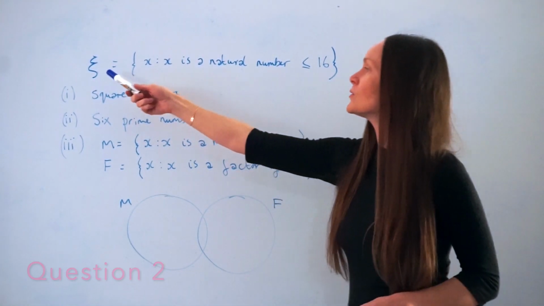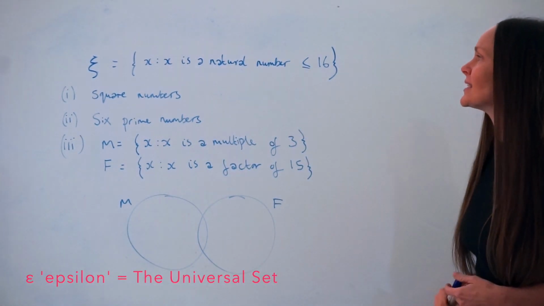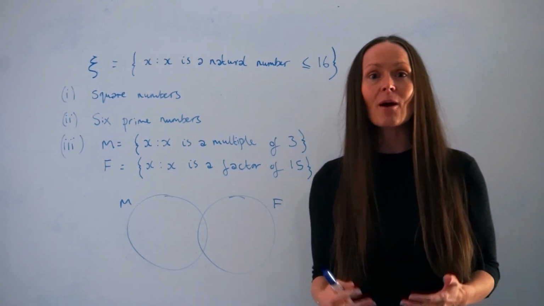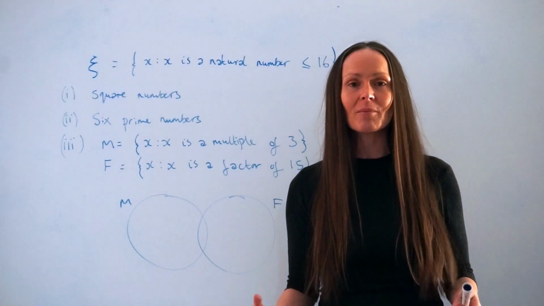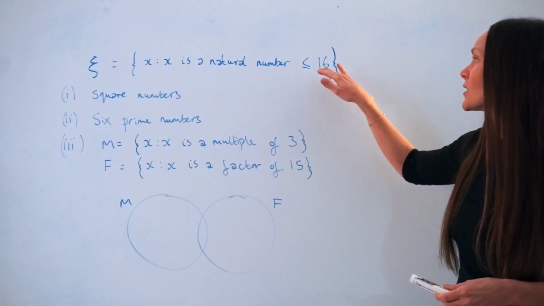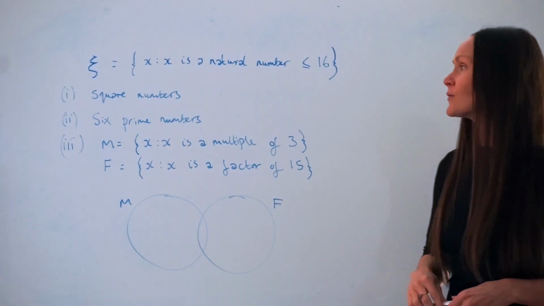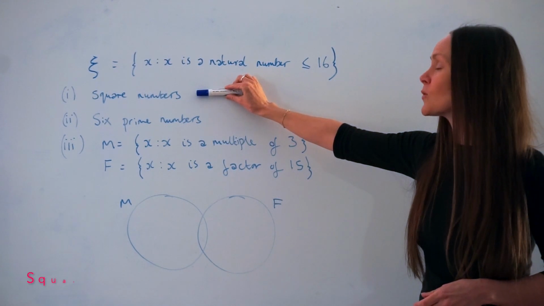The universal set consists of natural numbers smaller than or equal to 16. So natural numbers are positive integers starting with the number 1, so 1, 2, 3, 4, all the way up to and including number 16, okay? So from those numbers, we have to start by writing down all the square numbers.